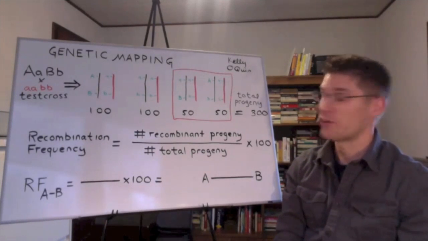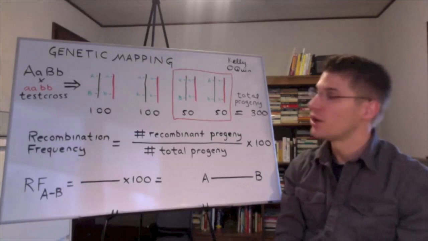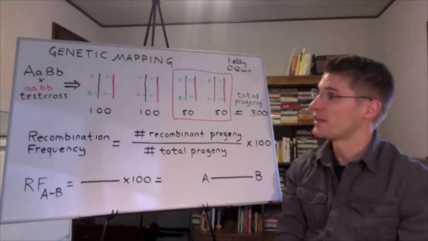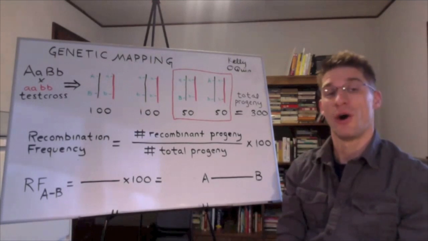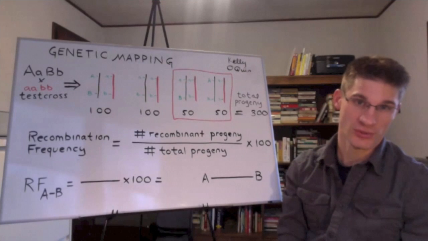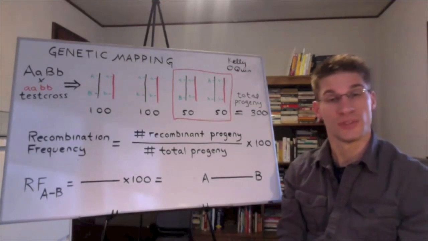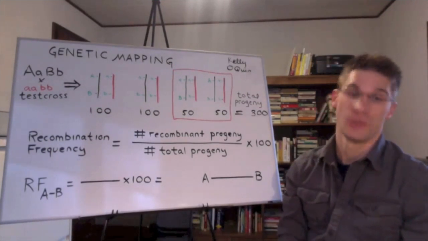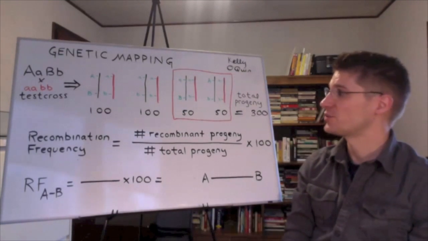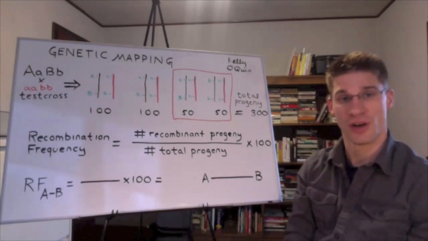So what I've done is I've performed a genetic cross when we take a heterozygous dominant individual and mate them with an individual that is homozygous recessive. We call this a test cross, and this is what we use to estimate the frequency of recombination between two or more genes.